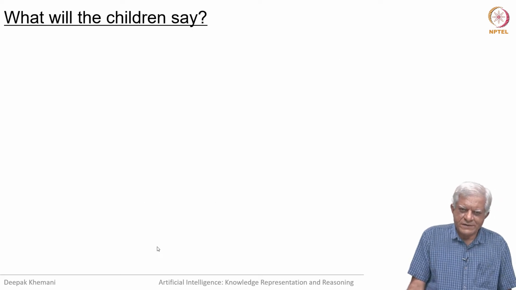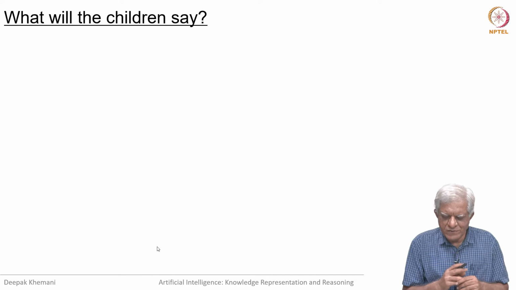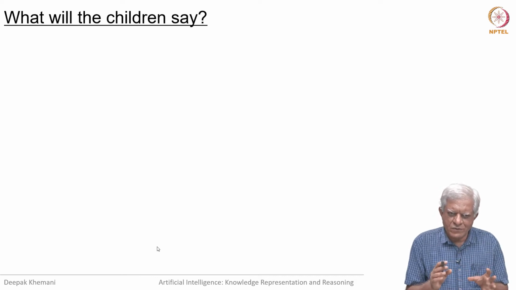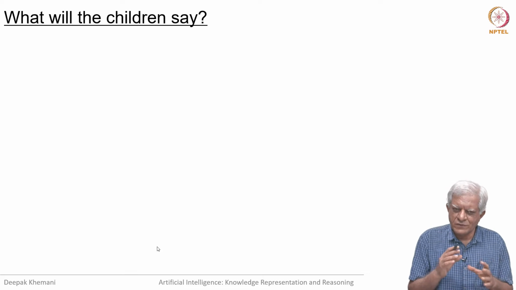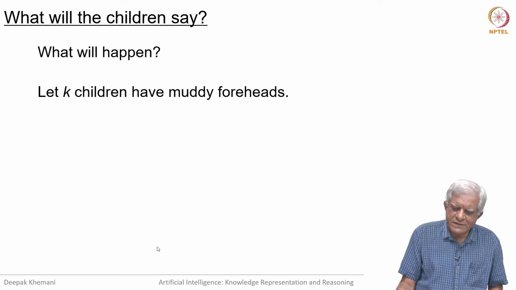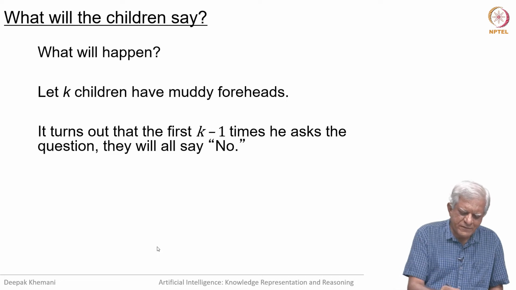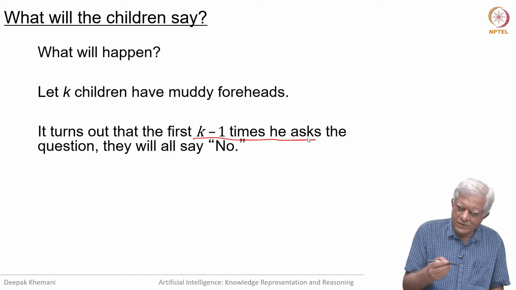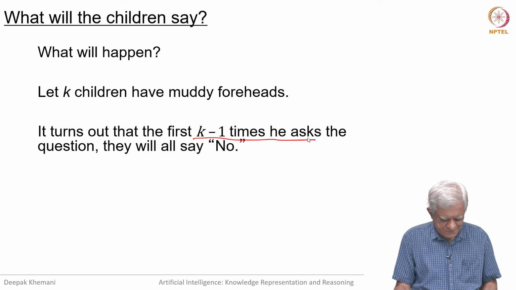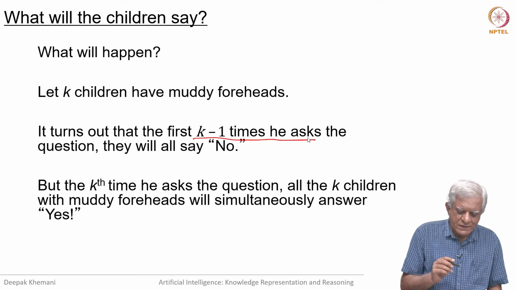So, what will the children say? What is the scenario? The father came and said someone has mud on their forehead, and then he says, does any one of you know that you have mud on your forehead? Let us say there are k children who have muddy foreheads. It turns out that in the first k minus 1 times he asks the question, the answer will be no for everyone, in other words they will not say yes. But the kth time he asks the question, all the children with muddy foreheads will simultaneously answer yes.